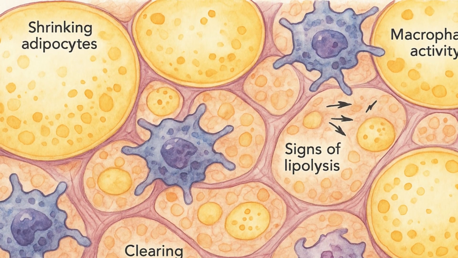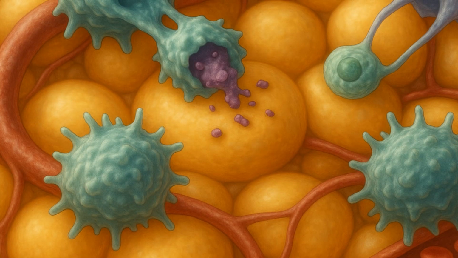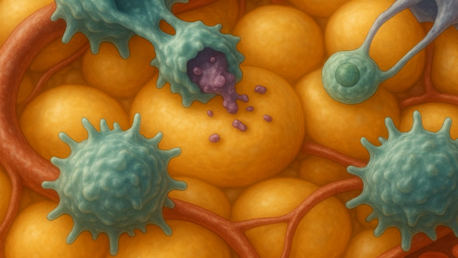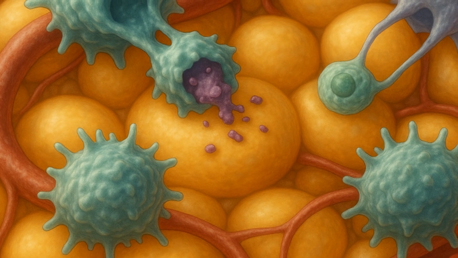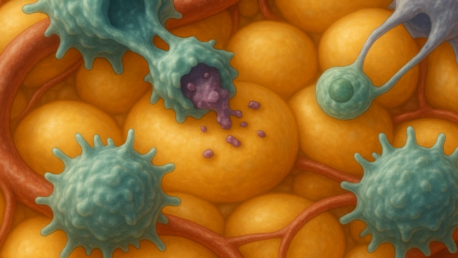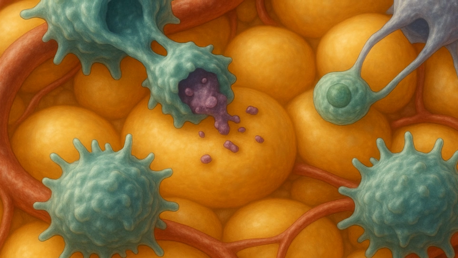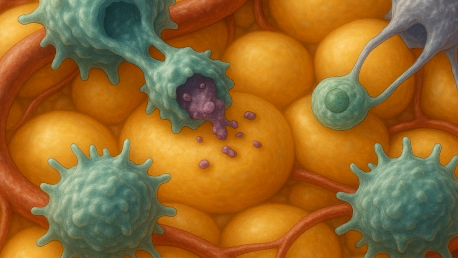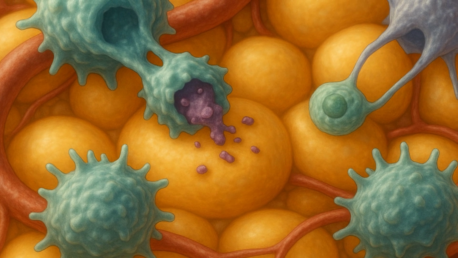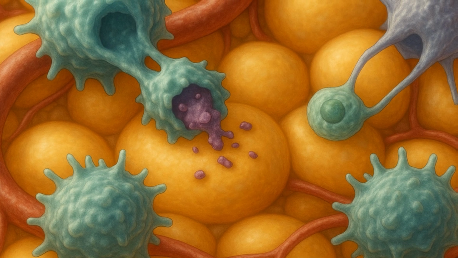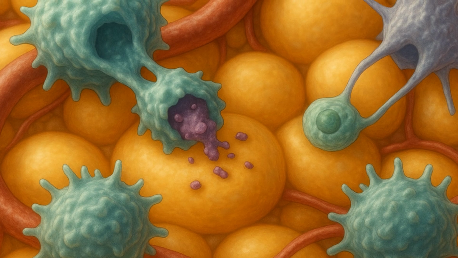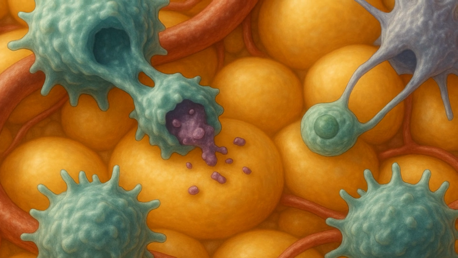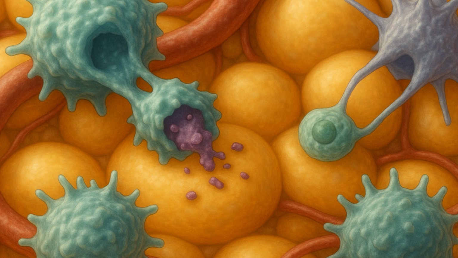In response, macrophages switch to a more pro-inflammatory M1 phenotype and form characteristic crown-like structures around dead adipocytes. While this is often cited as a hallmark of adipose inflammation, it is also a sign of an ongoing, albeit overwhelmed, repair process. These immune cells are attempting to resolve tissue damage, even as their efforts create a pro-inflammatory environment that can contribute to systemic insulin resistance.